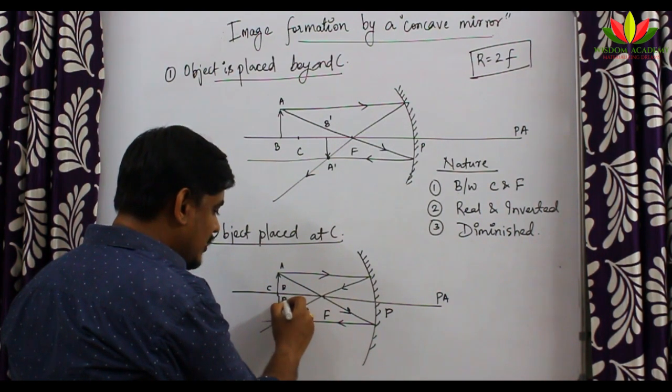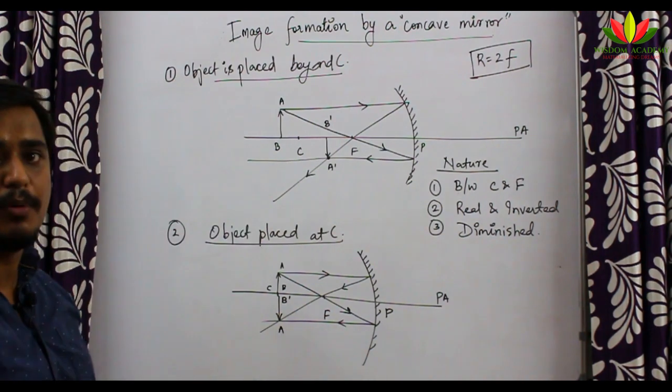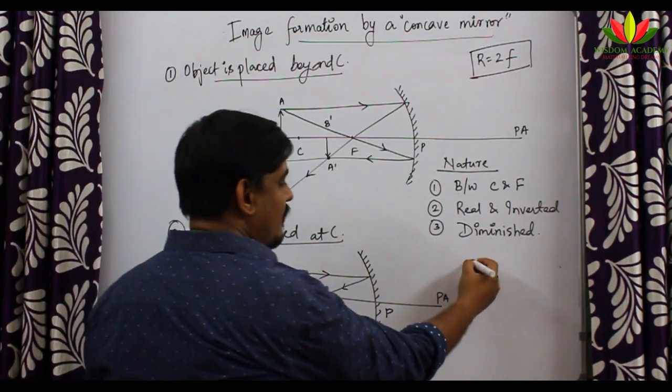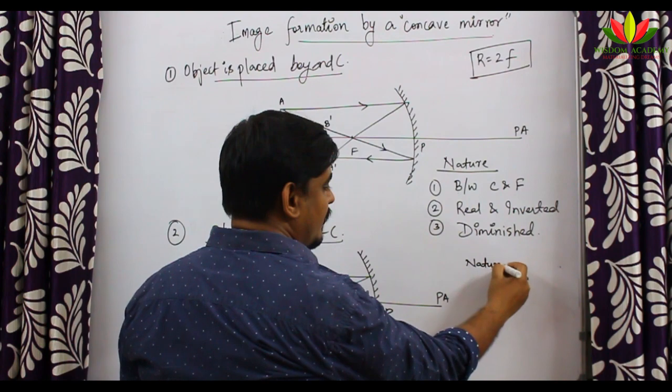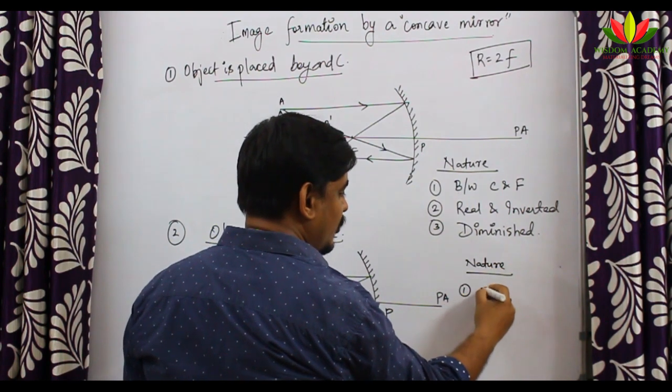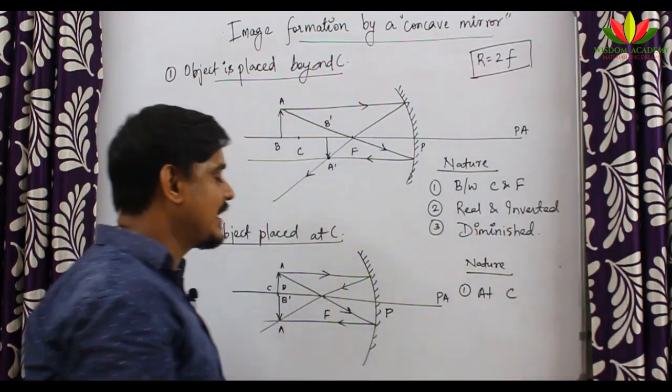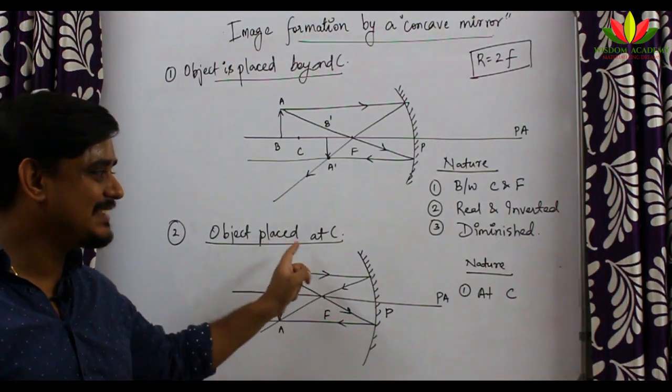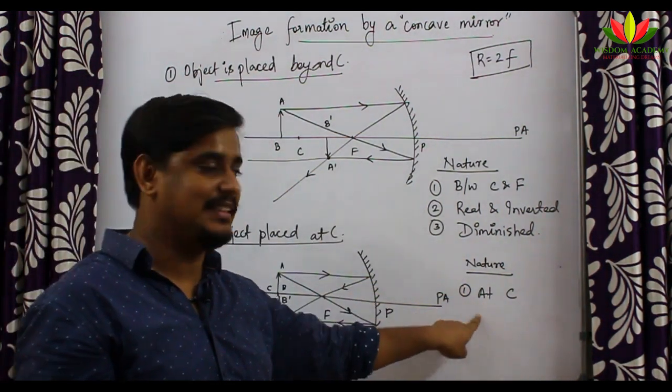So A'B' also has formed at the same C point. So what is the nature of the image you have got? The first thing is position. What is the position? At C. So you can remember that if the object is placed at C, the image will also form at C.